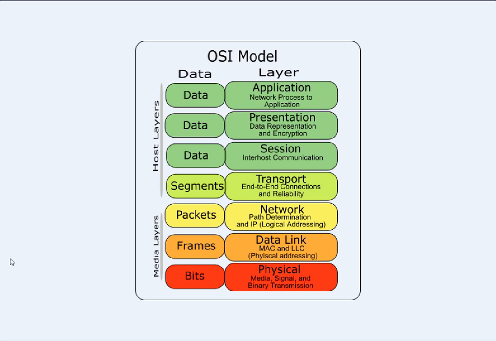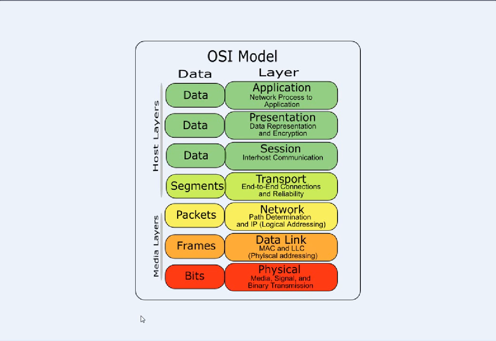Data link layer. At this layer, data packets are encoded and decoded into bits. It furnishes transmission protocol knowledge and management, and handles errors in the physical layer, flow control, and frame synchronization. The data link layer is divided into two sublayers: the media access control layer, which is the MAC layer, and the logical link control layer, which is the LLC layer.